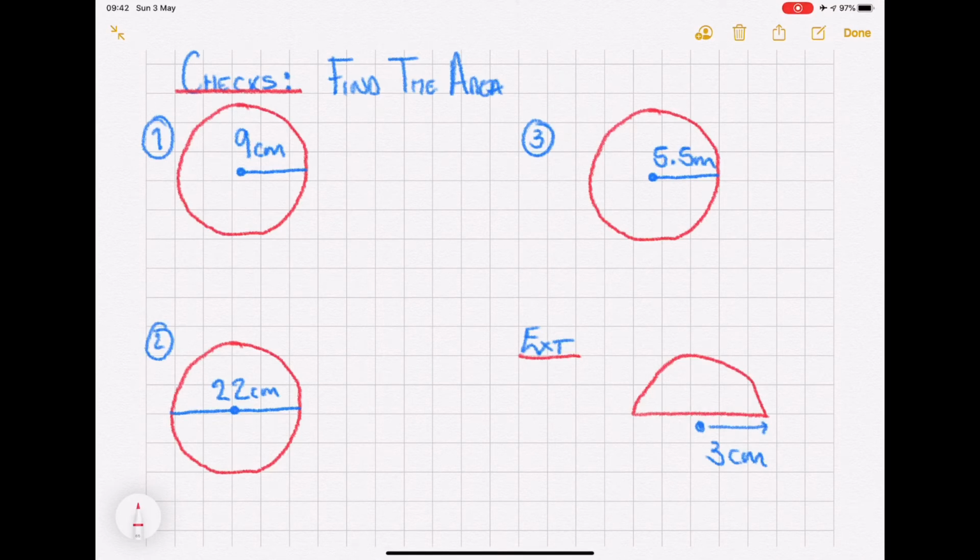And what I've also done is I've given you 1 extension question on there, and that is a semicircle. So you're going to have to use your brains to figure out the area of that. It's a nice little extension for those that are feeling up to it. Okay, so pause the video here, have a go at those 3 checks, and then possibly the extension, and then play the video once you're done.